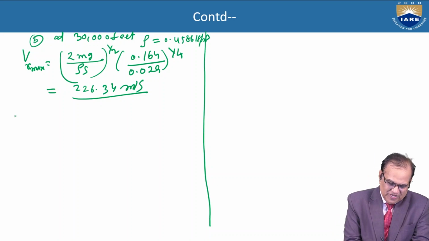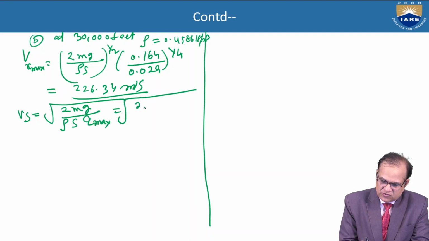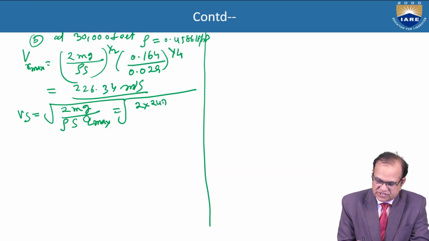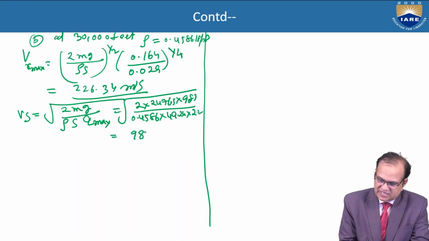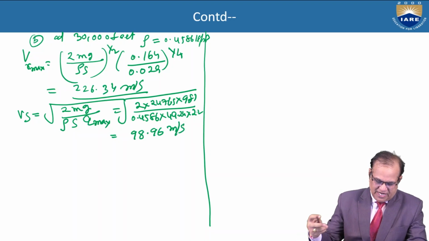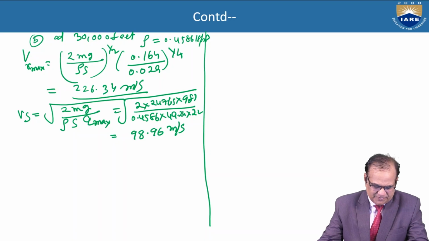Now if we compare with Vs, so Vs we will get here 2 mg divided by rho S CL max, 2 into m, which is 24765, into 9.81, divided by rho is equal to 0.4586 into 49.24 into 2.2, and here you will get 98.96 meter per second. Okay, so here we got it, and the maximum climb angle speed is higher than the stall speed, so it is acceptable.